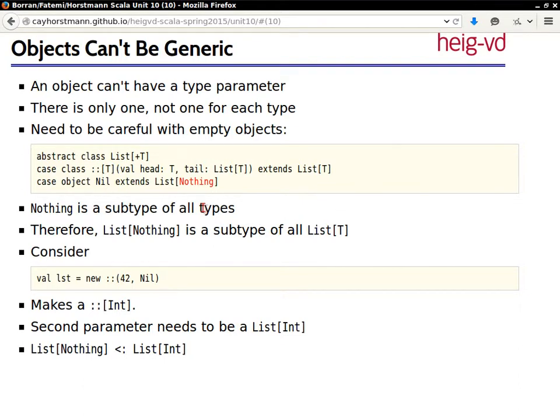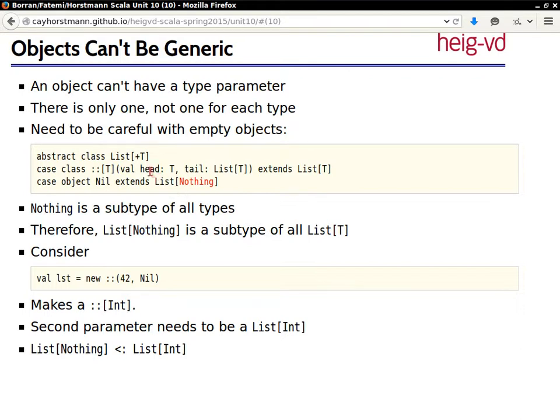Another thing where you have to be a little bit careful as a user of this is objects can't be generic, because an object means it's a singleton, and there's only one. There's not one per type. One could imagine a world where there would be one per type, but in the Java virtual machine that doesn't easily work. And so you run into this with empty objects.